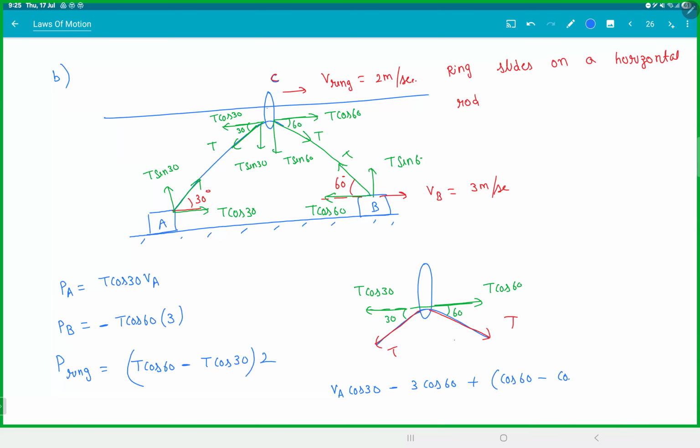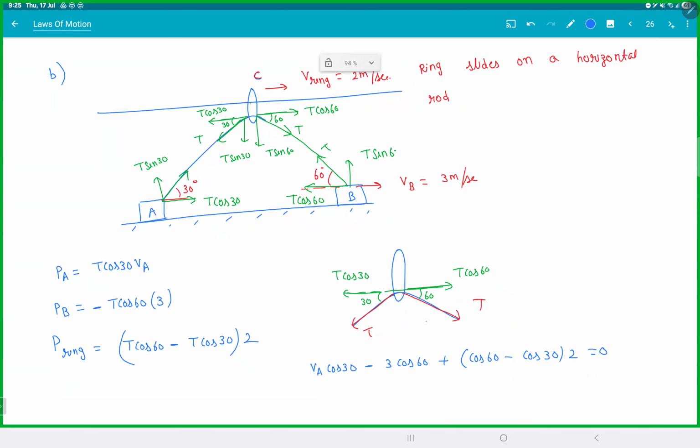Cos 60 minus cos 30 into 2 is 0. You can simplify this. I think you'll get VA equals 2 plus 1 by root 3. I will leave it. I think most of you did get this. I'll write it down directly. You can simplify and check it out. You'll get the same answer.